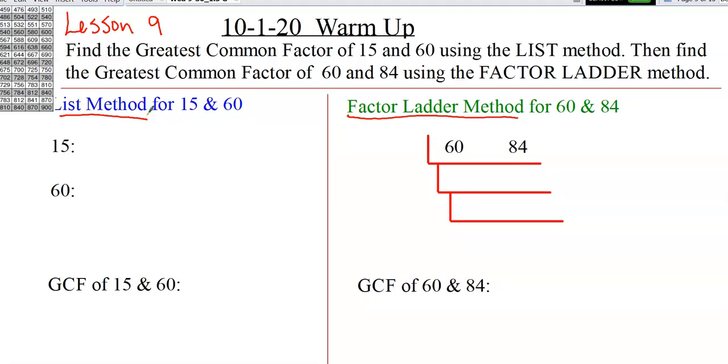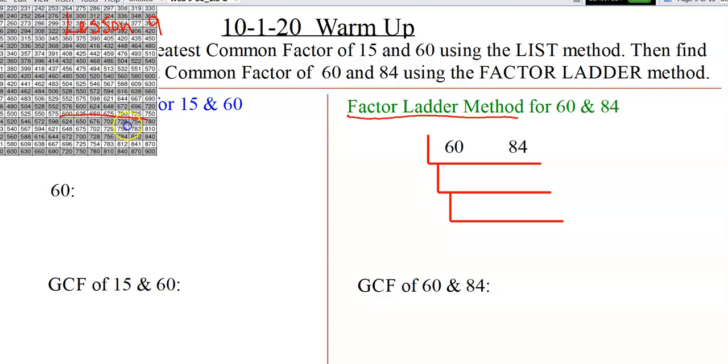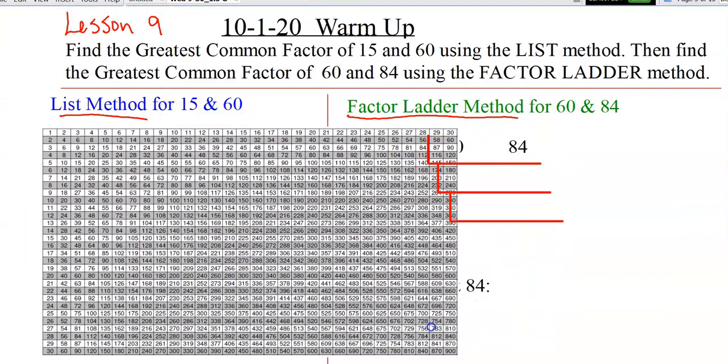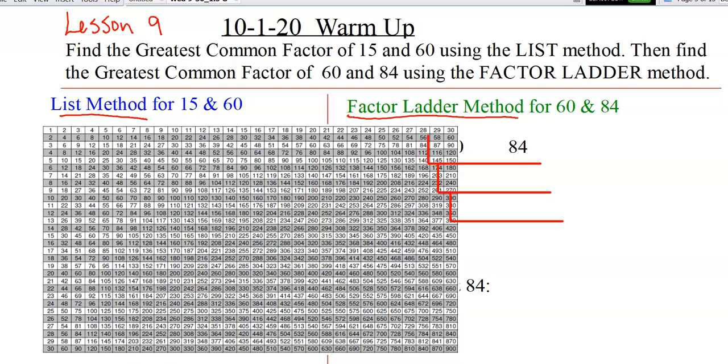So let me just go ahead and show you on the list method. If you're not good with listing factor pairs, you could get a multiplication chart. Basically what you're trying to find, I'm going to just do 60 because it's the bigger product. When I'm looking for 60 in the chart, I can just go through. Well, I know there's 1 times 60. 60 would be way down here. It's not going to be on my list. And then I go through the 2's. Oh, look, I see a 60 there.